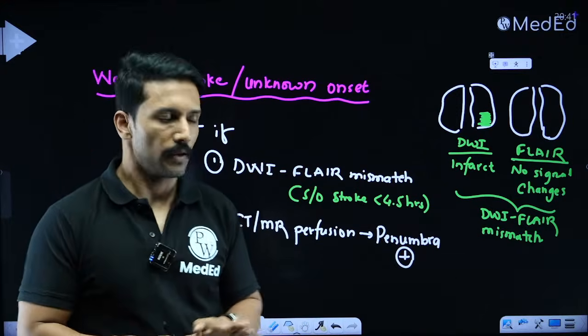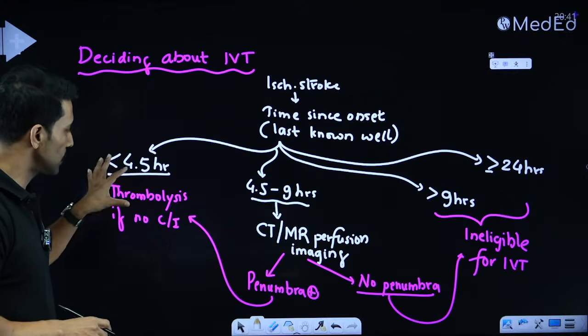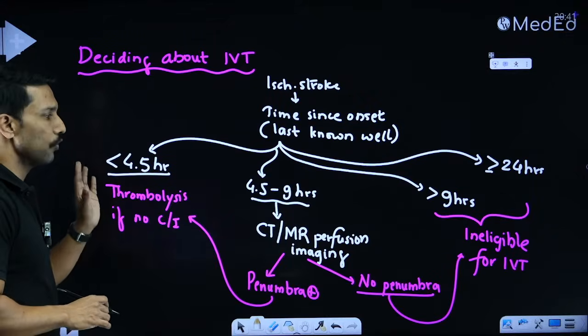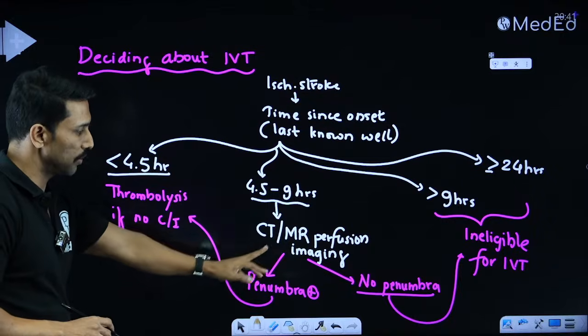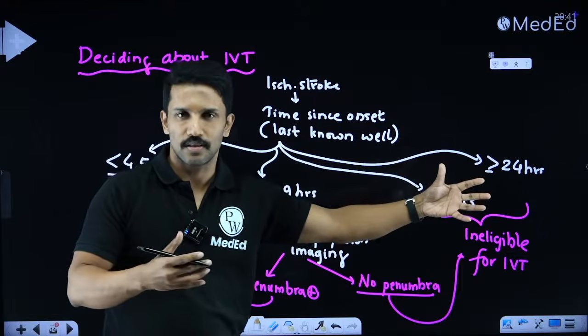Clear? So let me summarize again. If I have a patient less than 4.5 hours from the onset of stroke who has presented, we go for thrombolysis. 4.5 to 9, only if penumbra is present on CT or MR perfusion imaging. After 9, we generally don't consider it.